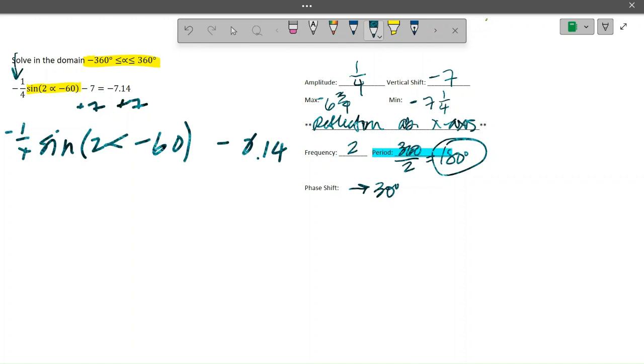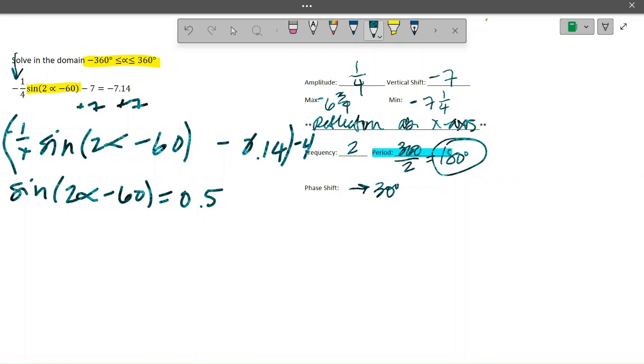You can do that by dividing by -1/4, or as you know, I prefer to always multiply by the reciprocal. Just don't drop your negative there. So I'm going to end up with sine of 2 alpha minus 60 equals 0.56. Okay, at this point, I'm going to take the arc sine of both sides.